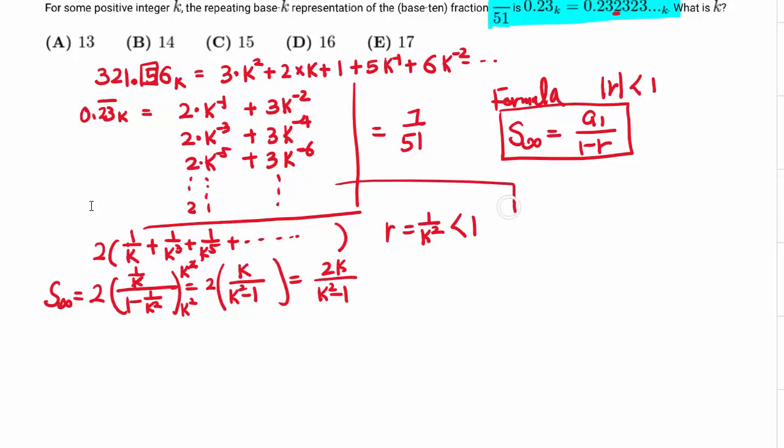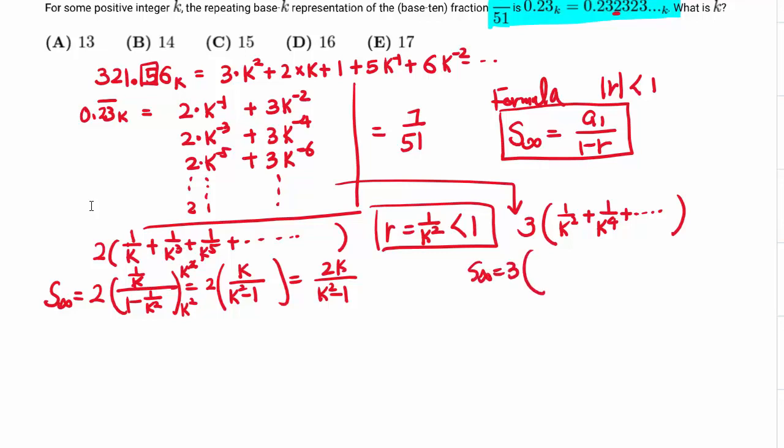Okay, now the second one. This is how much? 3 is out. Inside is 1 over k squared, right? The next term is 1 over k to the 4th. Keep going. The common ratio is still the same, less than 1, so we can use the formula. So the infinite series is 3 times the first term 1 over k squared, over 1 minus 1 over k squared, isn't it? So multiply by k squared on top and bottom. This is out 3, right? Numerator, 1 times k squared is k squared. This is out minus 1, isn't it? That is 3 over k squared minus 1.